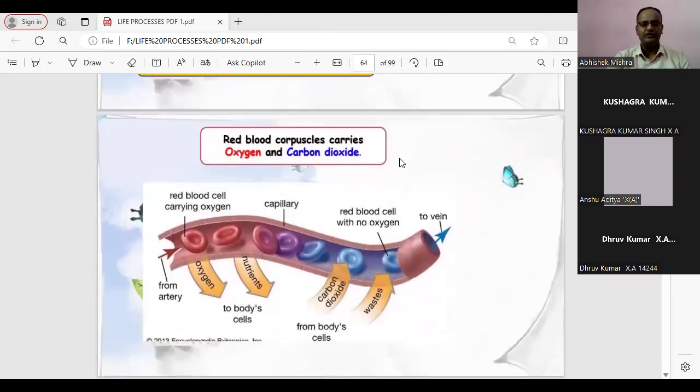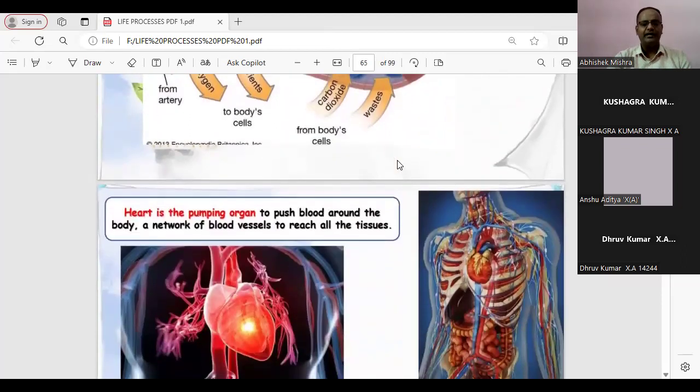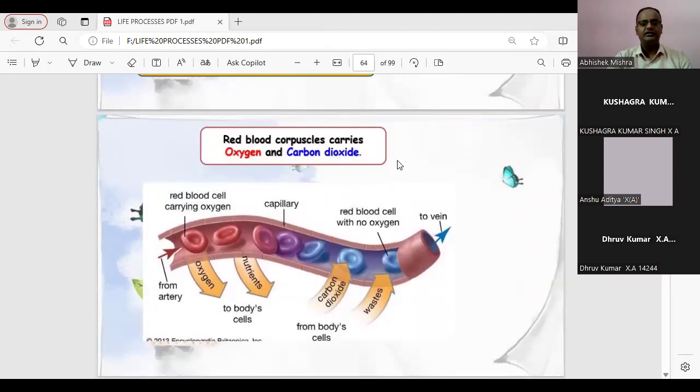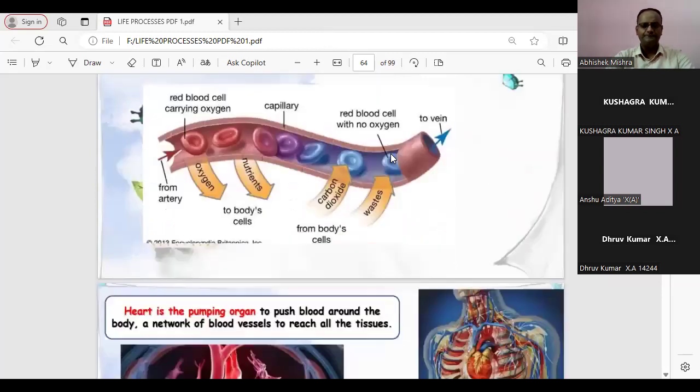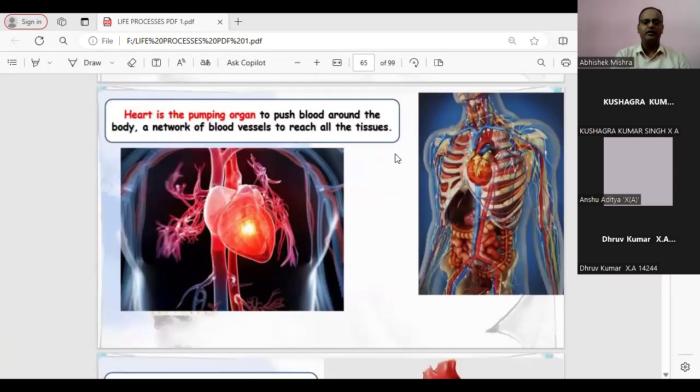And if you are talking about the function of the different blood cells, red blood corpuscles carry O2, CO2. The most important thing is that the WBC help in the defense mechanism of the body, and the platelets help in blood clotting. Now, if we are discussing the blood, what is the main organ that comes to our mind? The heart. So the heart is the pumping organ. It pushes the blood around the body, and it is surrounded by a network of blood vessels.